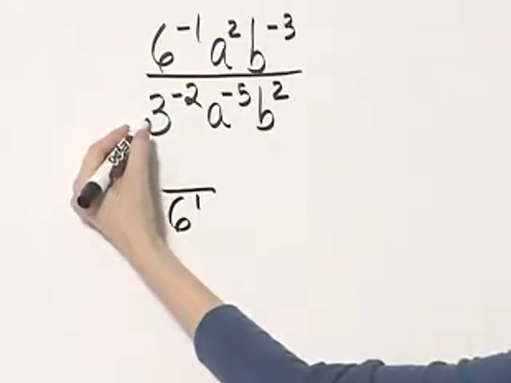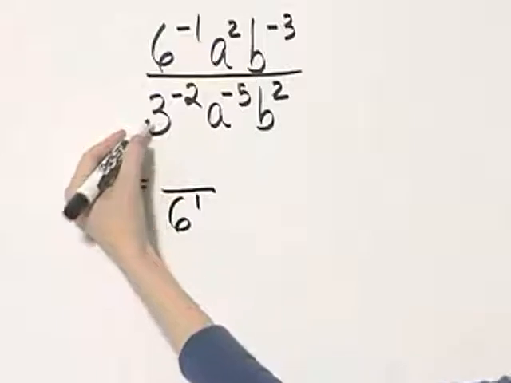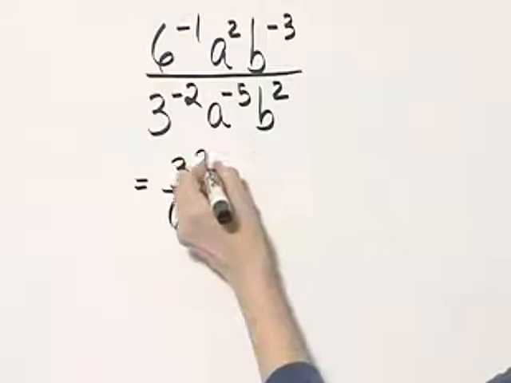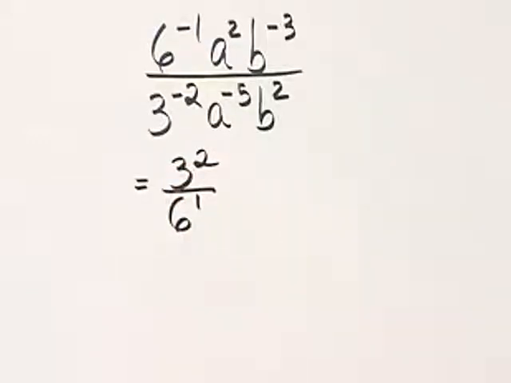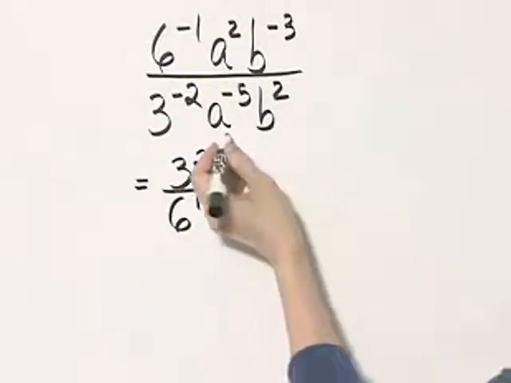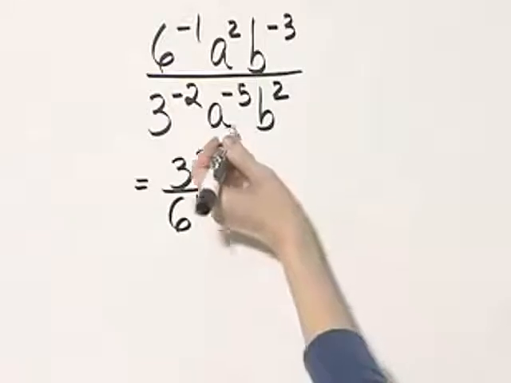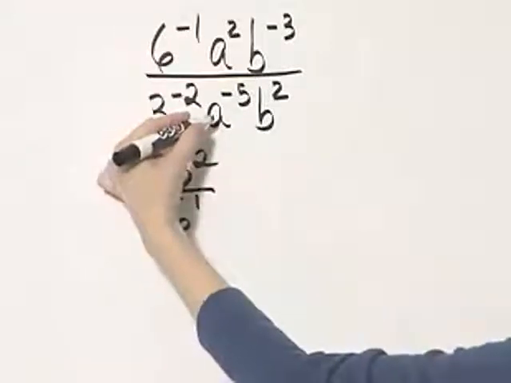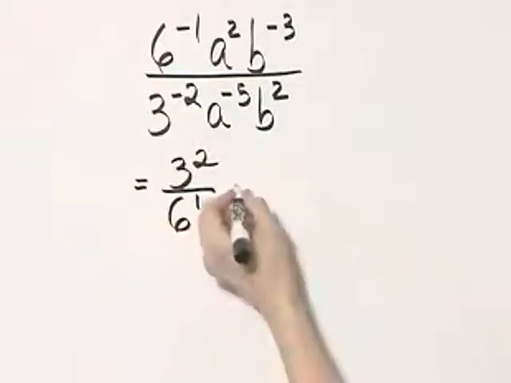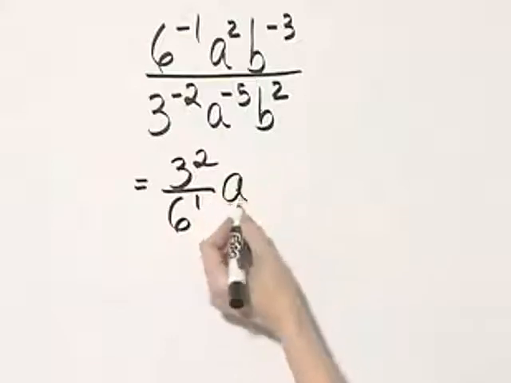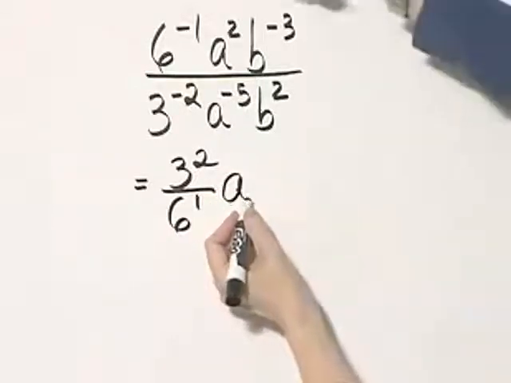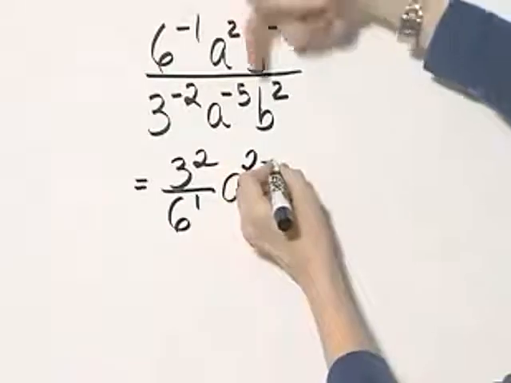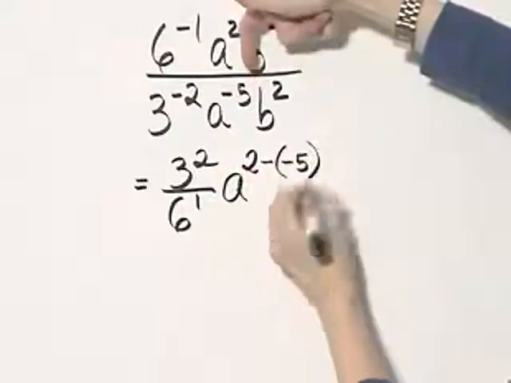And this 3 to the negative 2 power in the denominator, if I move it to the numerator, it becomes 3 raised to a positive 2 power. And now let's work with our variables. You can do the same thing with your variables if you'd like, but I'm going to go ahead and use the quotient rule. I've got an a squared in the numerator and an a to the negative 5 in the denominator. So this will be that like base a raised to a power of numerator exponent minus denominator exponent.